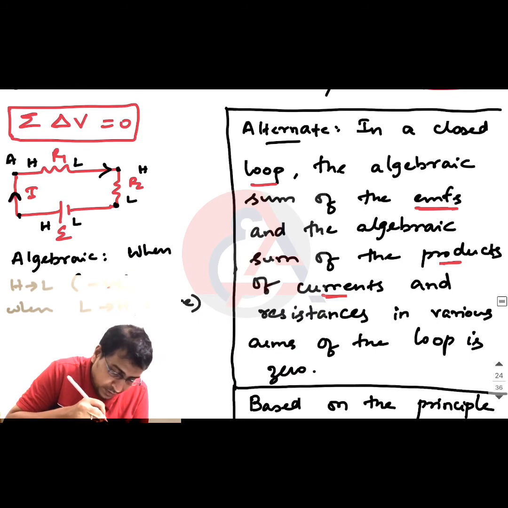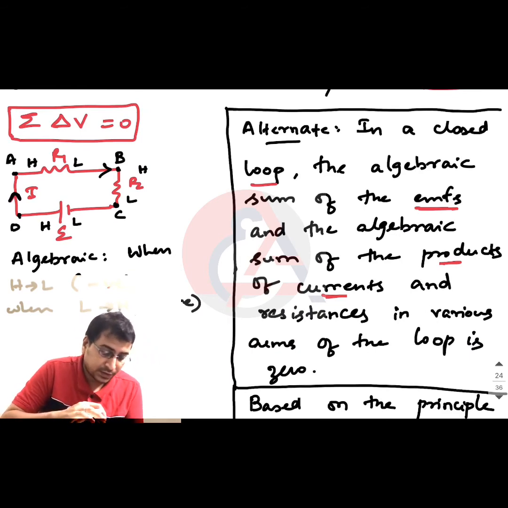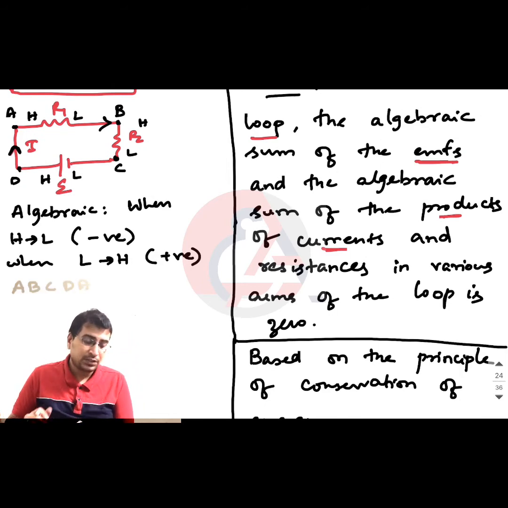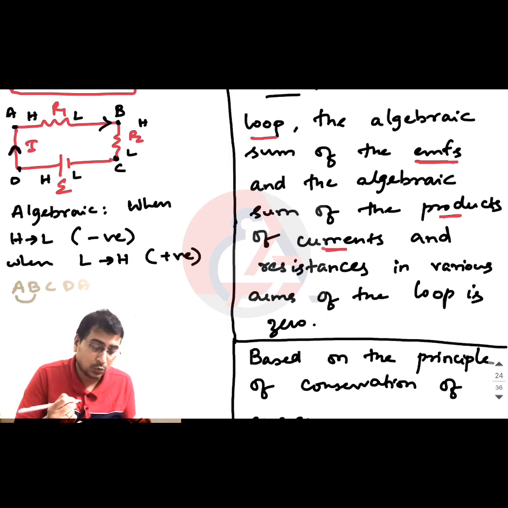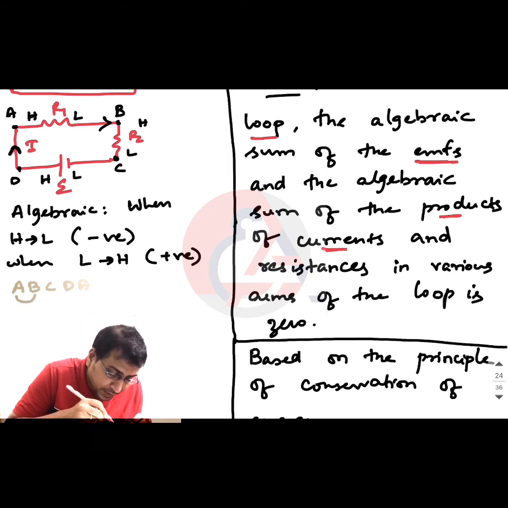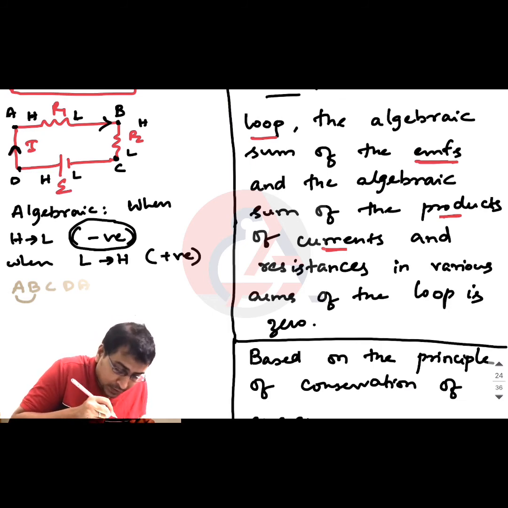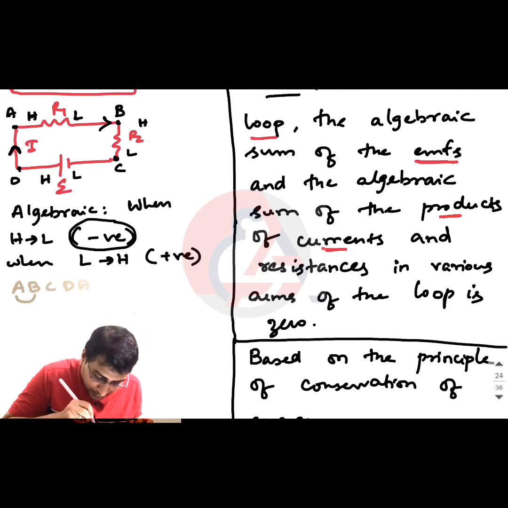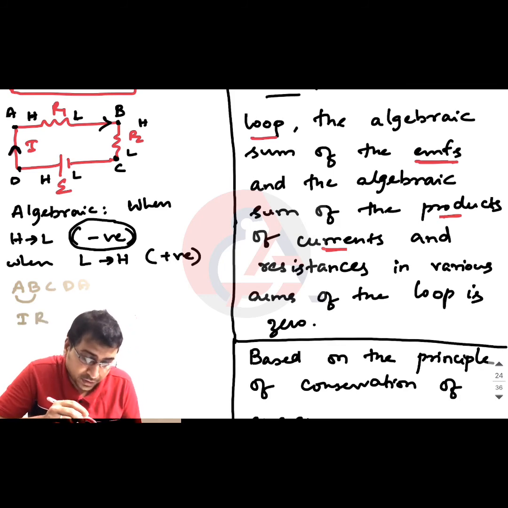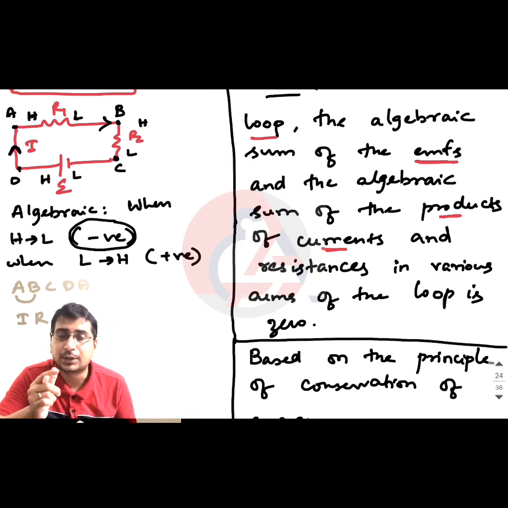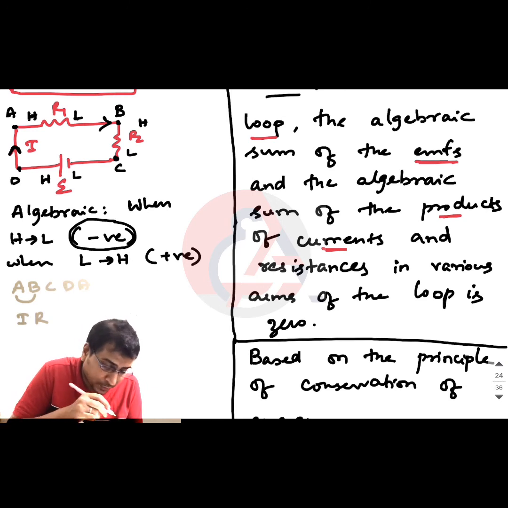If I take these points as A, B, C and D, let's consider the loop A, B, C, D, A. When you are going from A to B, you are moving from higher to lower potential, right? When you move from higher to lower potential, you lose energy. So you are losing an energy of I into R, because the statement says algebraic sum of the EMFs, where EMF is taken across the battery, and algebraic sum of the products of the currents and resistance is taken across the resistor. So I into R occurs between A and B.